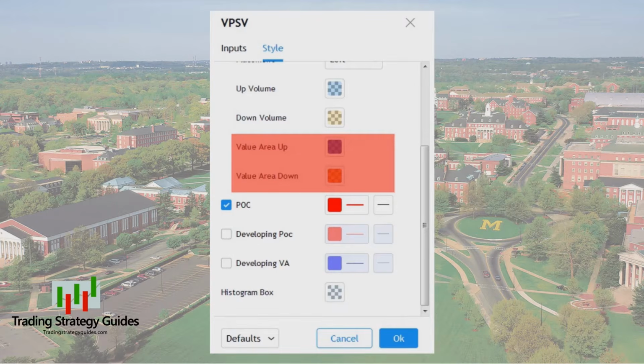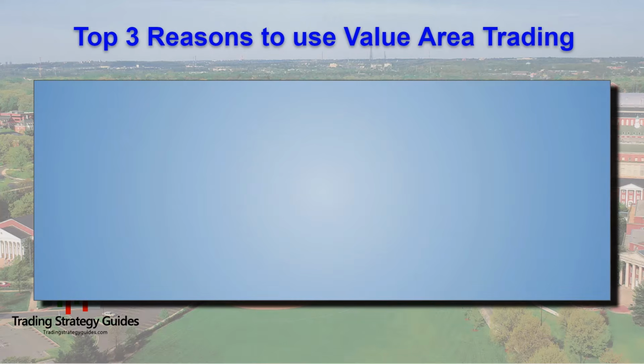I changed them to purple and orange to better distinguish between the value areas and the other areas. The value areas will show you the buying and selling in the 70% area. So everything that is purple and orange highlights where 70% of the entire trade volume occurred. Okay? Now here are the top 3 reasons why you should use value area trading.